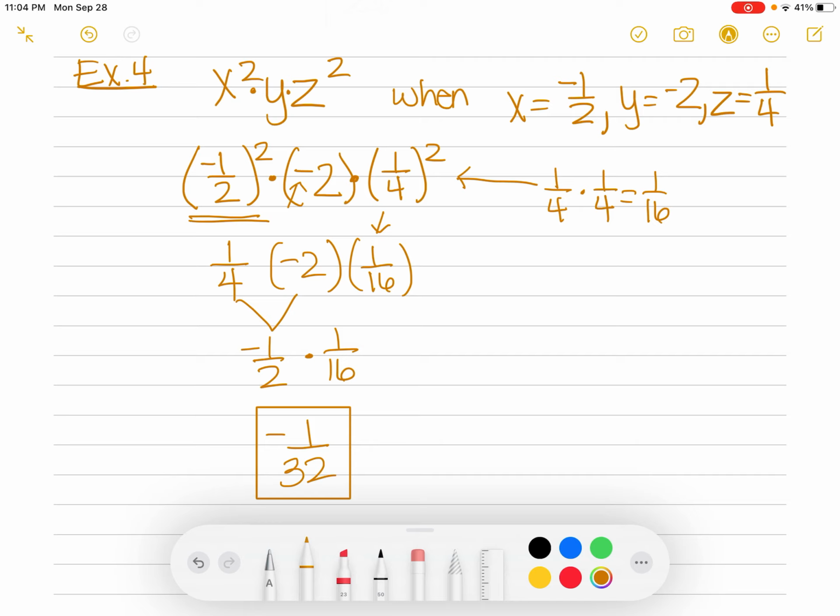Okay, so hopefully you will be able to do all of these problems. What this is called, what you're doing here, is substitution. You're substituting the numbers for the letters. So make sure that you do it correctly when you're substituting.